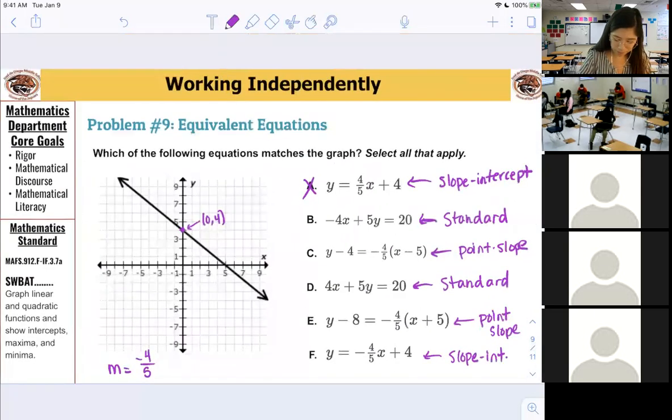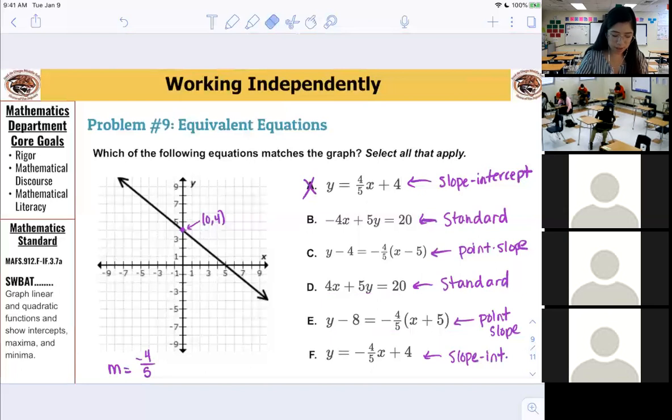Positive 4, right? So is there anything I can get rid of? E is in point slope form, so that one I can't really do anything with. D is in standard form, so again, I can't really get rid of that yet.